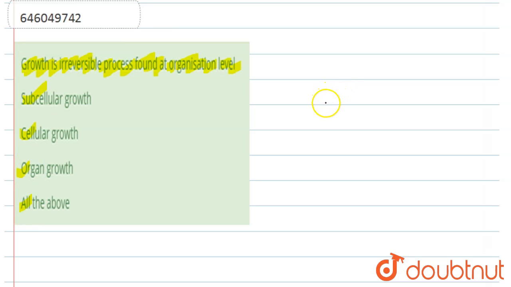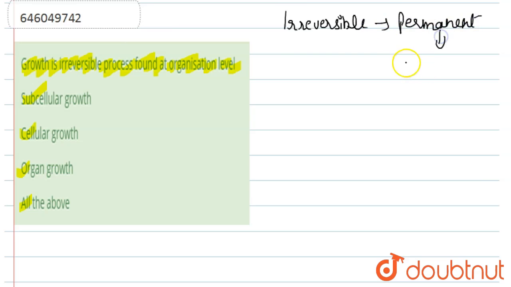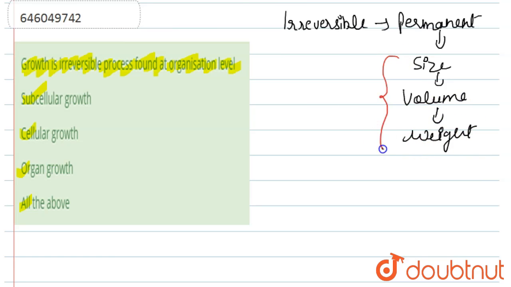So as we all know that the irreversible permanent increase in size, volume or weight of the body is called growth. That is irreversible, permanent increase in size, volume and weight of the body is called as growth.